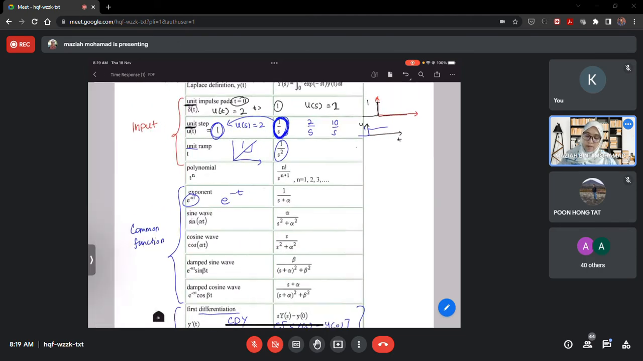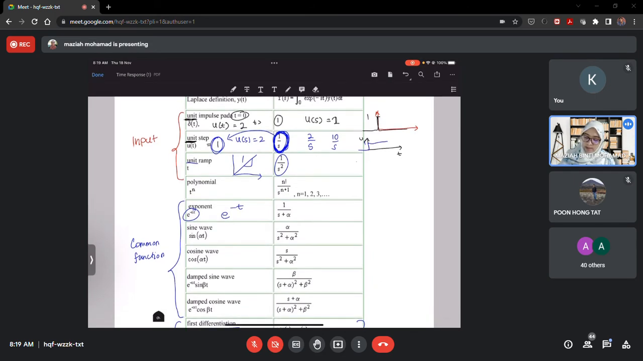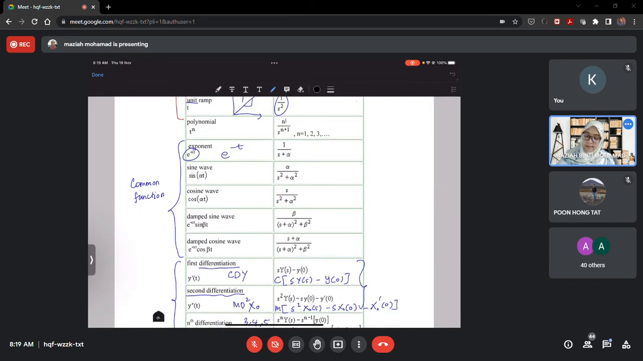All right. So referring to the table, 1 over s plus 1 is in this form. If we compare to our term, which is 1 over s plus 1, we can say that alpha is equal to 1. Therefore we inverse to the time function, which is exponent negative alpha t. Alpha is 1, therefore we get exponent negative t.